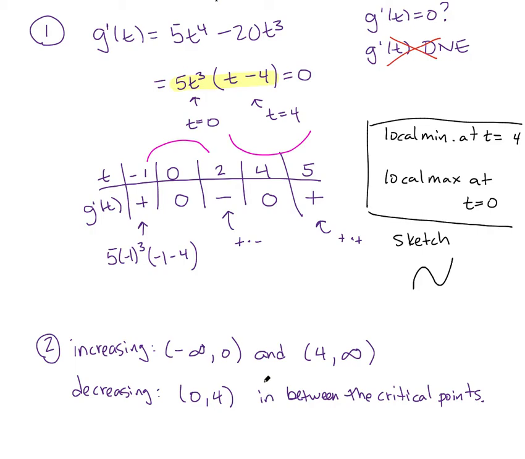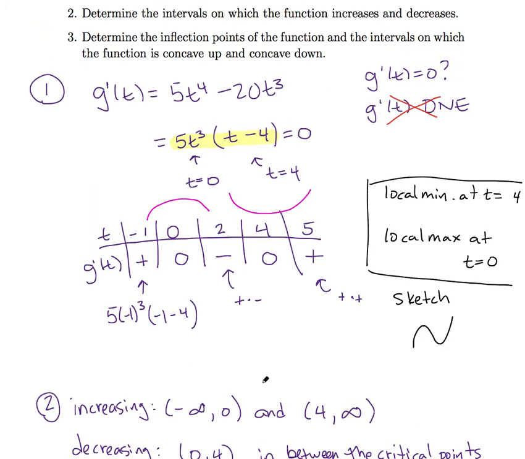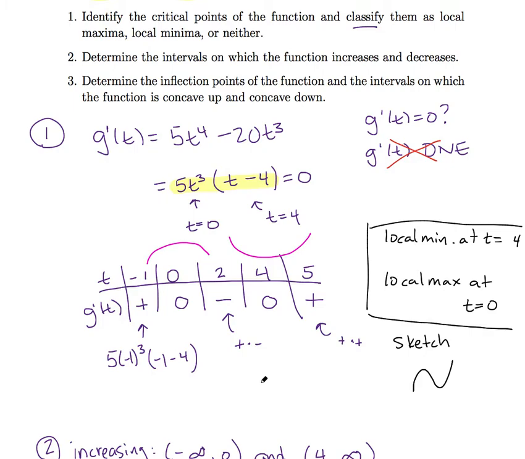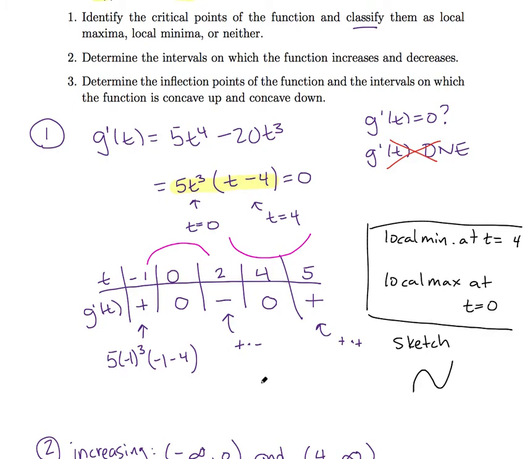All right, so let's scroll up and make sure that we've answered everything that we need to answer so far. In the first question, we found the critical points and we classified them. In the second question, we determined the intervals on which the function is increasing and where it's decreasing. And now our third question is we want to determine the inflection points of the function and the intervals on which the function is concave up and concave down.